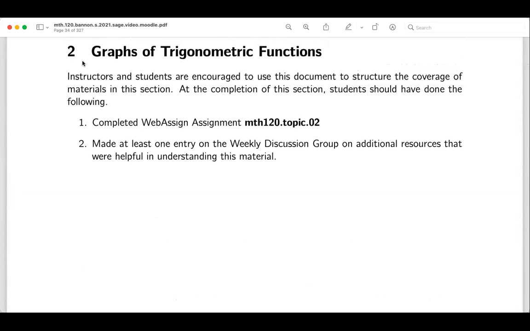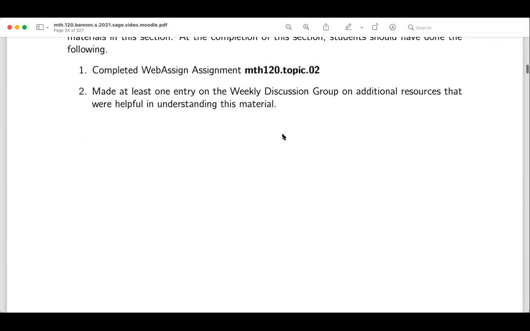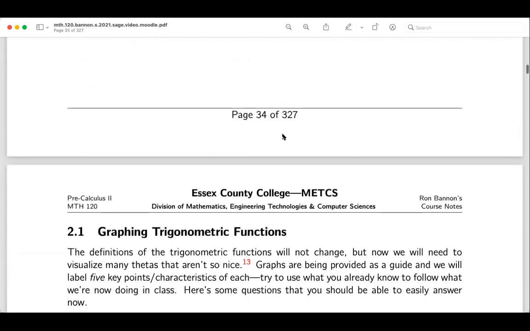After you're done with section 2 of the notes, it's a lot of work to get through it, but you'll get through it if you try. Then you're going to do the WebAssign. That's the Math 120 topic 2. Also try to enter something in the weekly discussion group that you think might help other students learn the material as well.